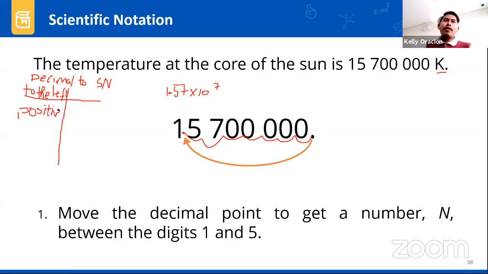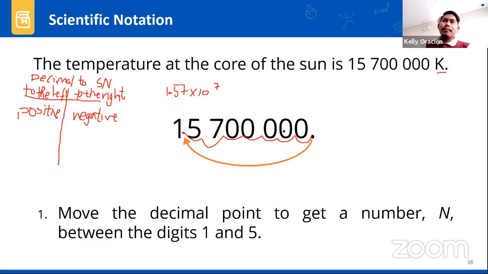Now, what if to the right? If we move the decimal point to the right, the exponent is negative. Take note of this, converting decimal to scientific notation: to the left, the exponent is positive; to the right, the exponent is negative.